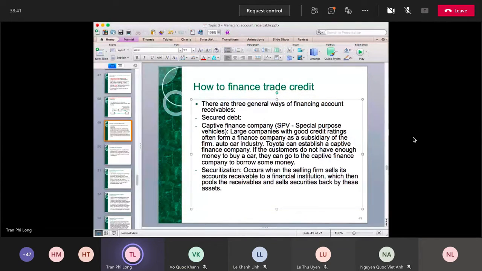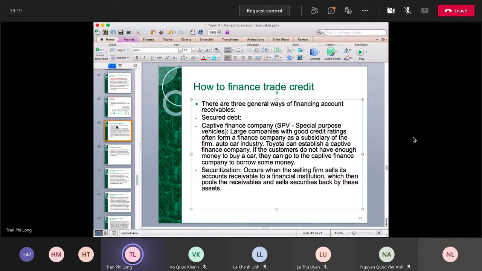Okay, basically you want to ask me why the bank accepts the account receivable as the collateral. Basically, the bank can accept any valuable asset as the collateral. The bank can accept the shipping certification, the inventory, the fixed asset, and the bank also can accept the account receivable.